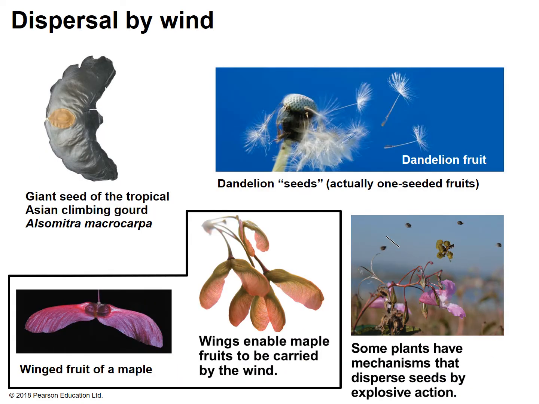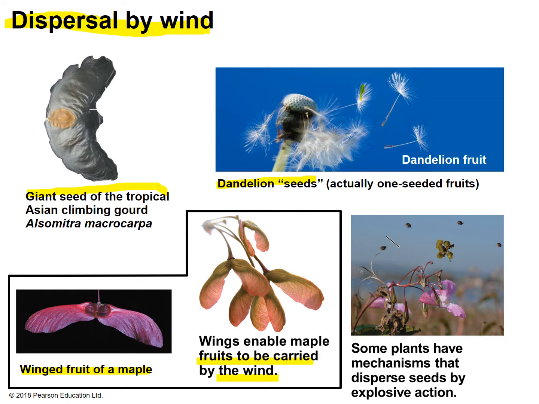Dispersal by wind. Here we have a few examples. The giant seed of the tropical Asian climbing gourd, you see here. Again, the dandelion, whose seeds are actually one-seeded fruits. Also we have the winged fruit of a maple. These wings enable the fruit to be carried by wind, making it easier.